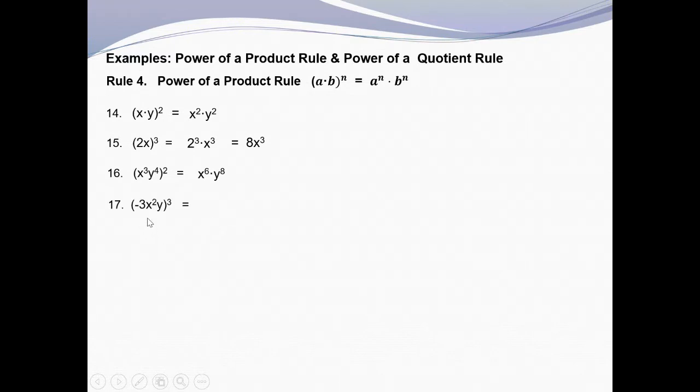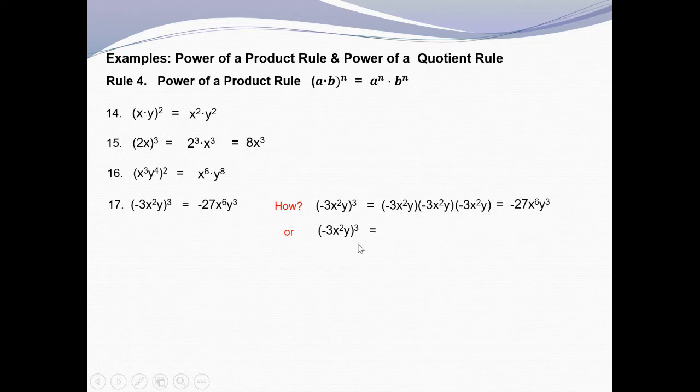Okay, now number 17. If we have negative 3x squared y, cubed, it is equal to negative 27 x to the 6 y cubed. Okay, but how? Again, we're going to raise negative 3 x squared y 3 times, because to the third power means you multiply by itself 3 times. So negative 3 times negative 3 times negative 3 will give us negative 27. And x squared times x squared times x squared, we add the exponents, which is 6. And y times y times y will give us y cubed.